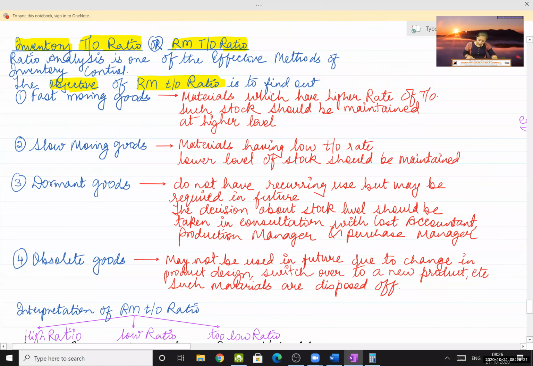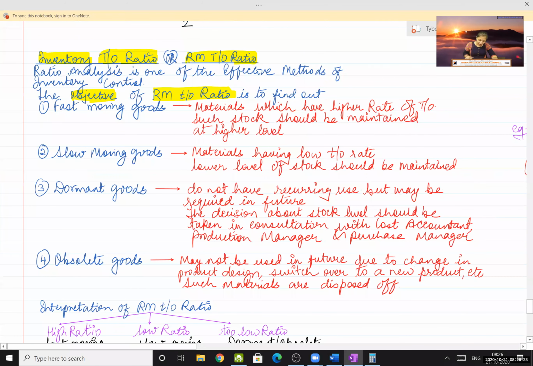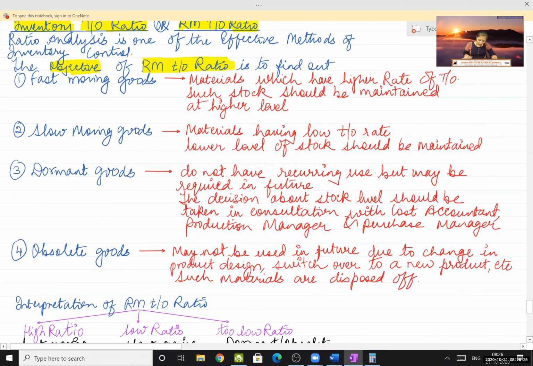Cost accountants are people who have done ICWA or are chartered accountants. In consultation with cost accountants, the production manager, and the purchase manager, after taking decisions or opinions from these three important key persons in your organization, you should decide whether dormant goods will be kept by you or not.